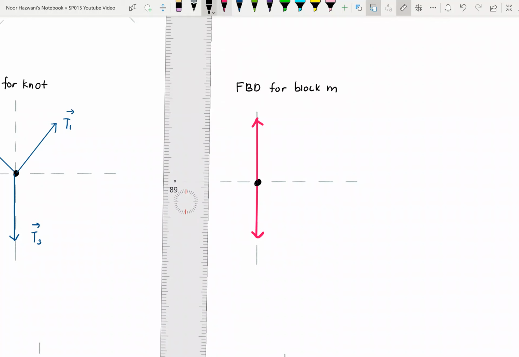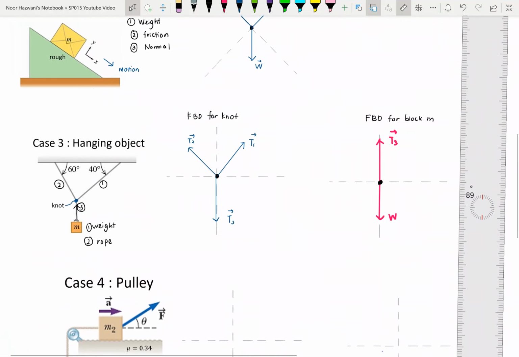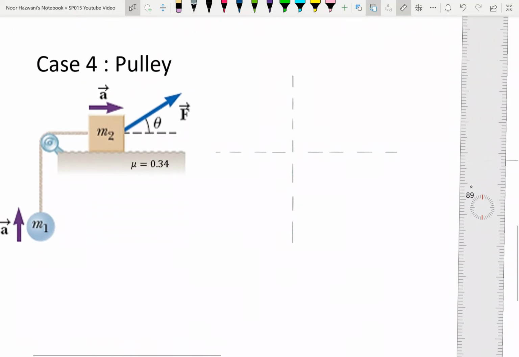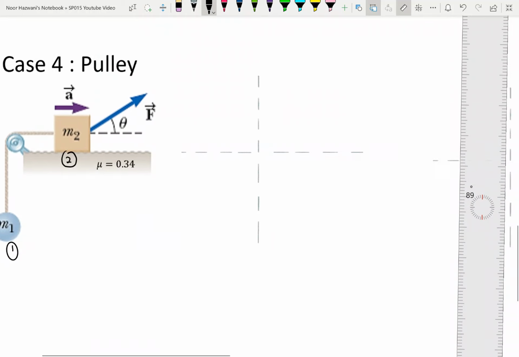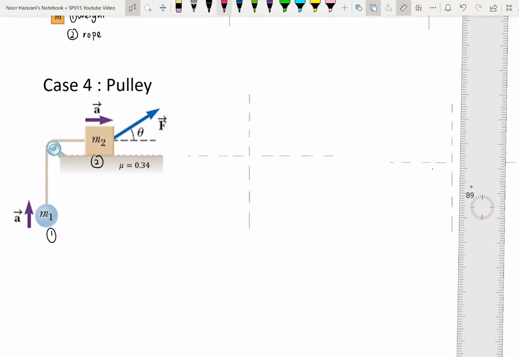Okay, and then don't forget to label. So you will have tension 3, and you will have weight. Okay. Settle, free body diagram for case number 3, and the last one. Okay, case 4, we have a pulley. So we have two objects. M1 is the first object, M2 is the second object. So it means you will have two free body diagrams. Okay. So we will do the free body diagram for M1 first.